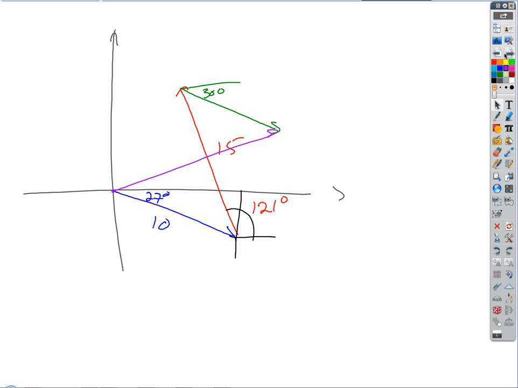Okay, yeah, but see, the thing is, for us to get that purple one, we can see what it is graphically, but we don't have any number or any angle for it. To get that, we've got to break each of these up individually and just add up the easy horizontal and vertical pieces.